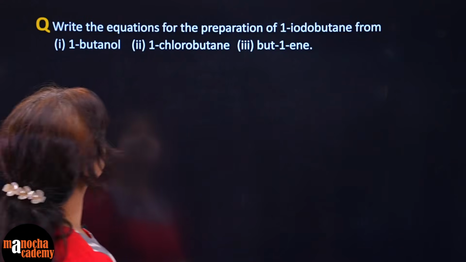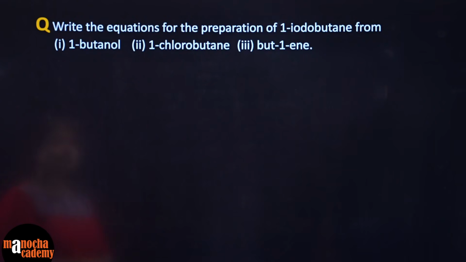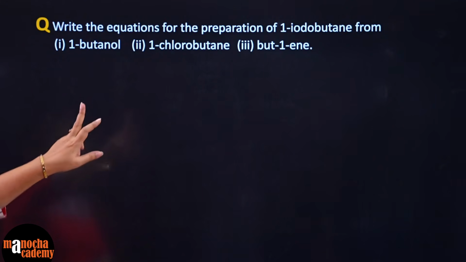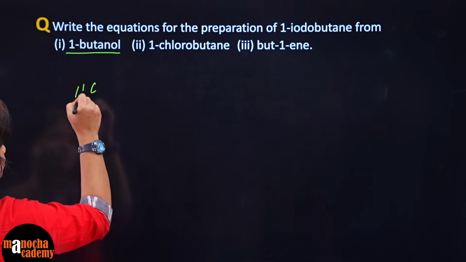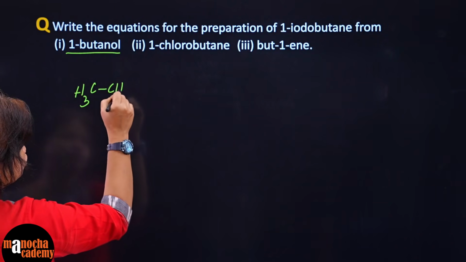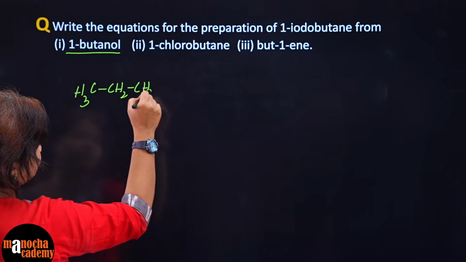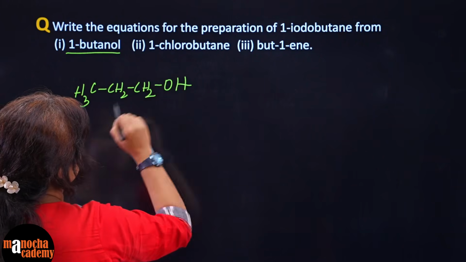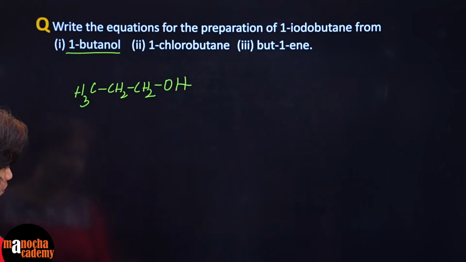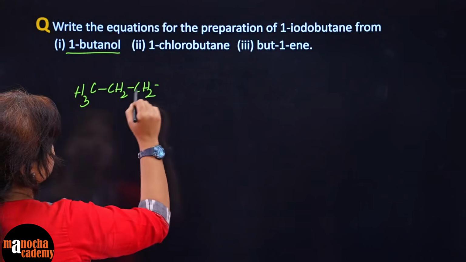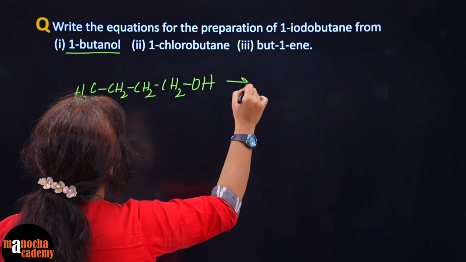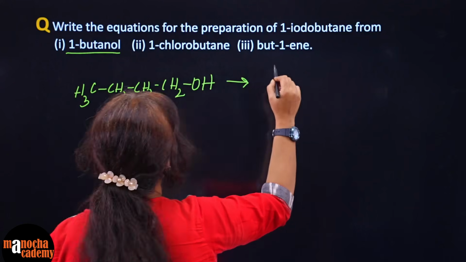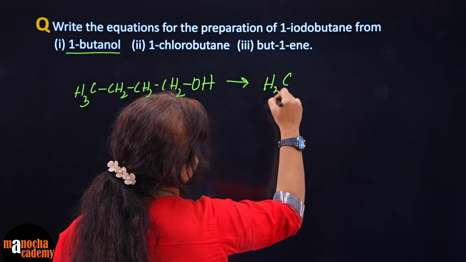Okay, and here we have 3 conversions. We can do this. Write the equation for the preparation of 1-iodobutane from 1-butanol. So let's write butanol here, CH3CH2CH2CH2OH. No, I missed one, I wrote propanol. 1, 2, 3, 4. Butan-1-ol. From there we are preparing iodobutane. Simply, you are getting the corresponding iodo compound.